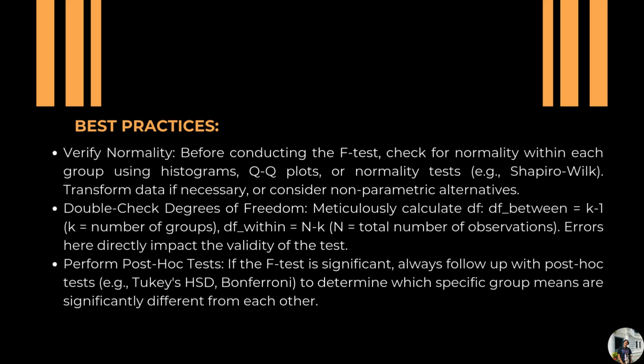Second is double check degrees of freedom. Meticulously calculate DF. DF between equals k minus 1, where k is the number of groups, and DF within is n minus k, where n is the total number of observations. Error here directly impacts the value of the test.